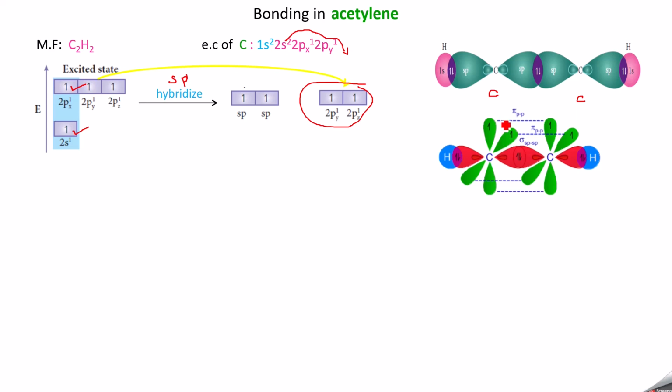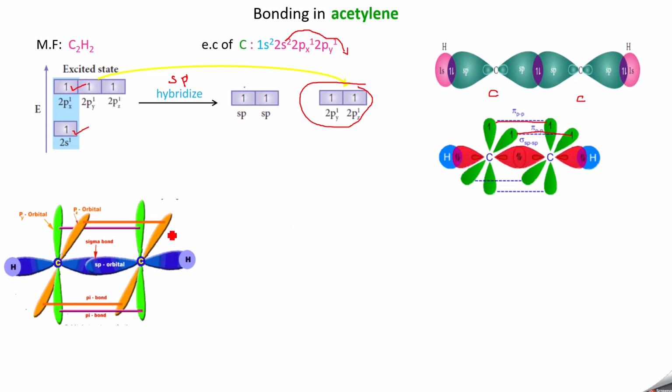Now this carbon is left with one py orbital and one pz orbital. Similarly this one. So they will undergo lateral overlap. These two and these two will undergo lateral overlap to form pi bonds. 2 pi bonds they will form. So you can have it like this. py and py will undergo lateral overlapping, pz and pz will undergo lateral overlapping, to form 2 pi bonds.